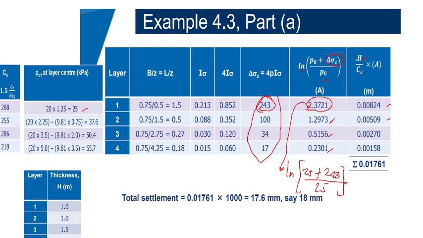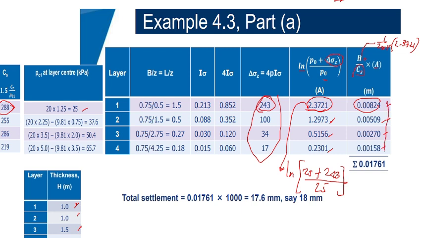H over CS. H is the thickness. Okay, thickness of layer 1 is 1, and 1.5 for layers 3 and 4. CS, which we have calculated in the previous slide, is 288. So this one is like 1 over 288 multiplied by the value at that layer, which is this one, 2.3721. We have this value. This is the immediate settlement at layer 1. This is for layer 2, layer 3, and layer 4.